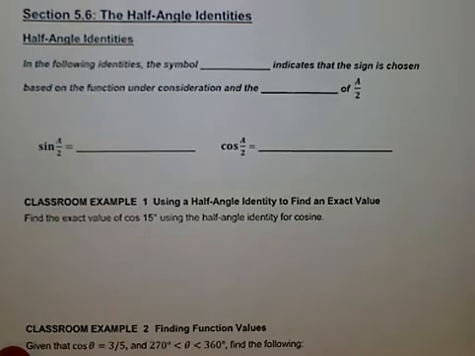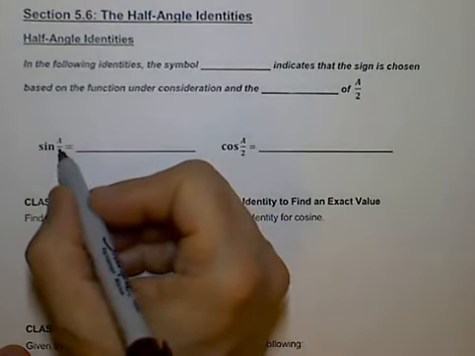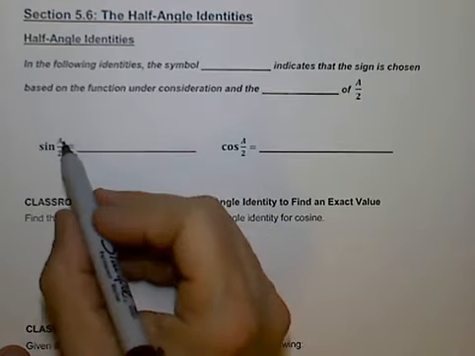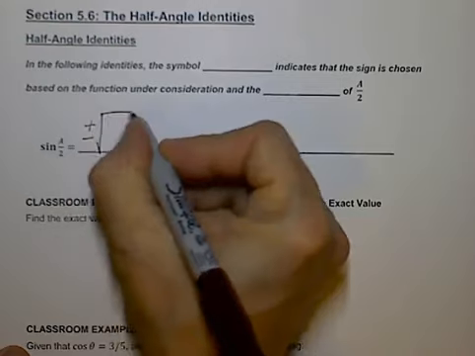This is your video for section 5.6. In this one, we're talking about the half-angle identities. So first, let's write out what these identities are. When we talk about a half-angle identity, that means we're taking an angle and dividing it by 2. And here's what they look like.